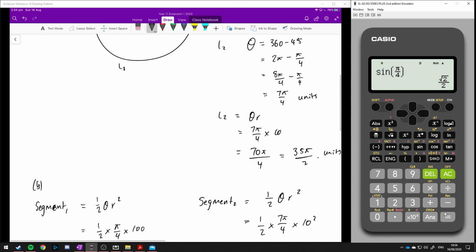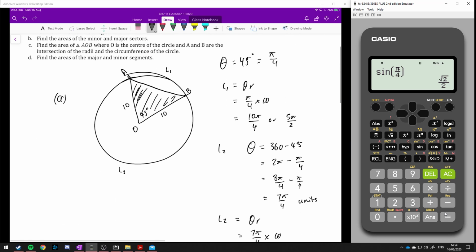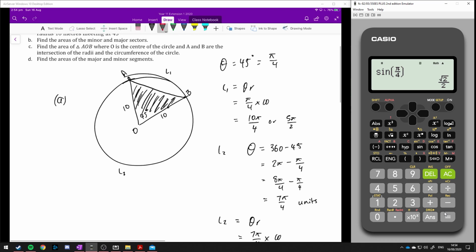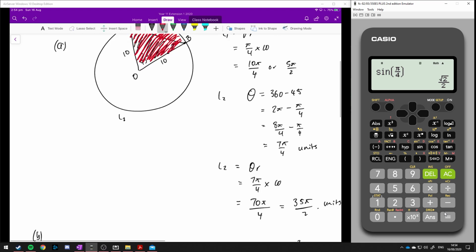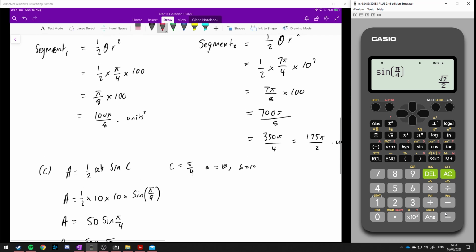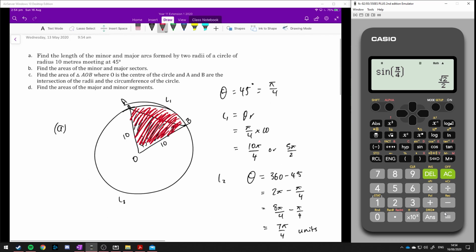So that's saying the triangle part here is equal to 25 root 2 units squared. And remember, we've also got this arc length here. So the total arc length, including the little bit up here, is equal to 100 pi on 8. So that's the area of triangle AOB, where O is the center and A and B are the intersection of the radii and the circumference of the circle.